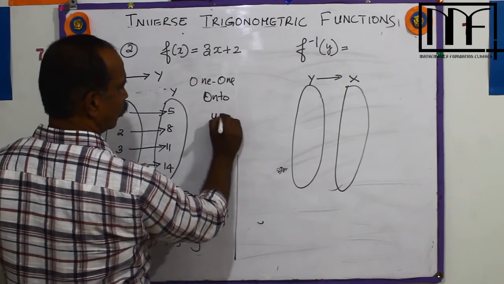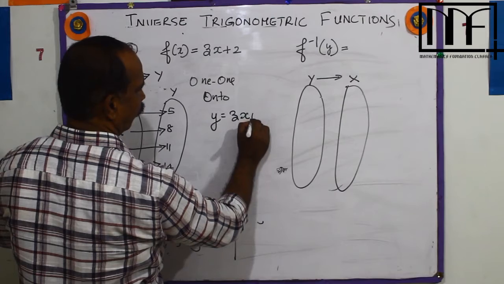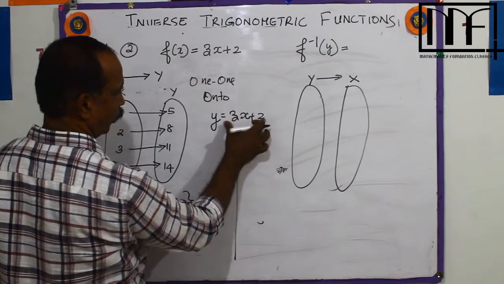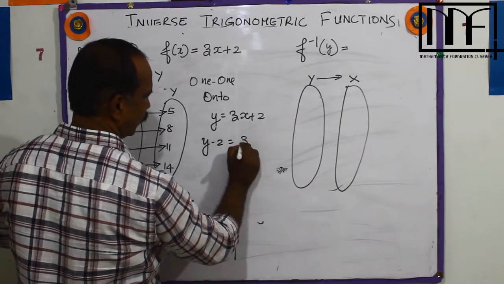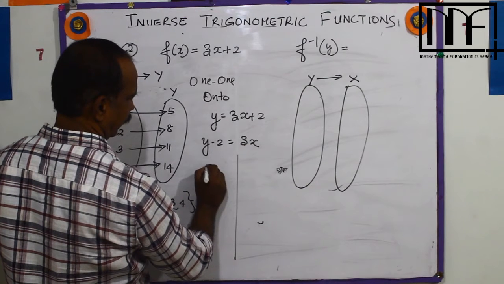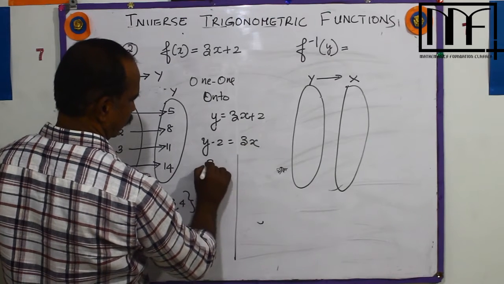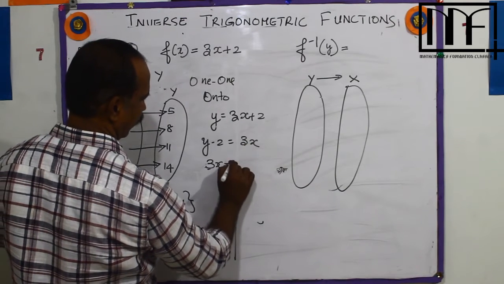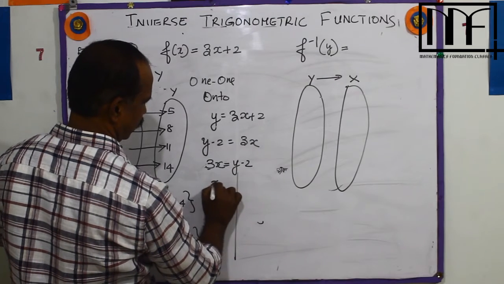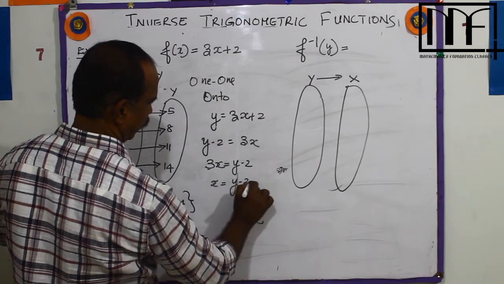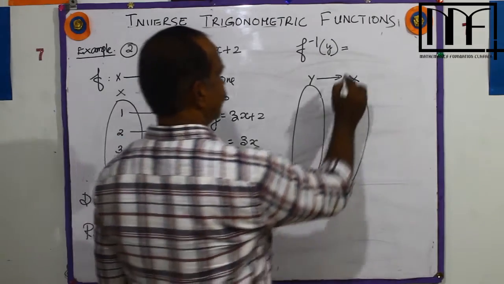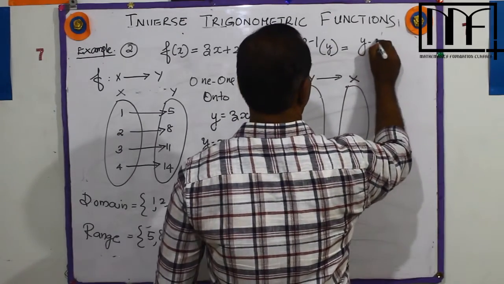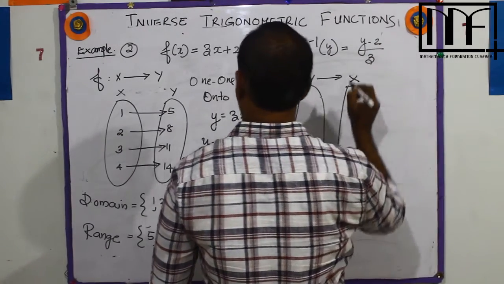Then to establish that, I think it's better if we form it from here. So y is equal to 3x plus 2, and find x from here. Therefore take the 2 to the other side: y minus 2 is equal to 3x. Therefore 3x equals y minus 2, so x is y minus 2 divided by 3. Therefore the f inverse of y is y minus 2 divided by 3.